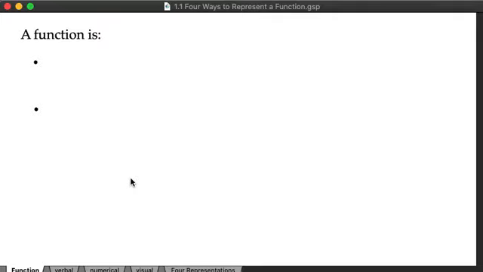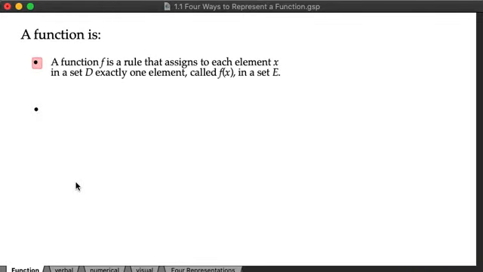Now, when you think about what a function is, a lot of times students will think of one of these two different types of definitions. This is a mathematical definition. A function f is a rule that assigns to each element x in a set D exactly one element called f of x in a set E. And then we can go on to say D is called the domain of f, and E is called the codomain of f, and it contains the range of f.